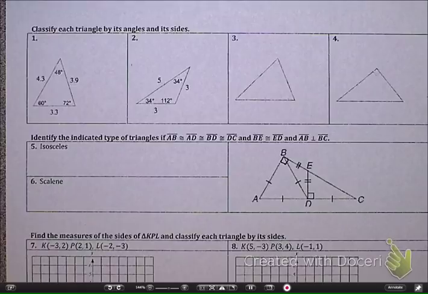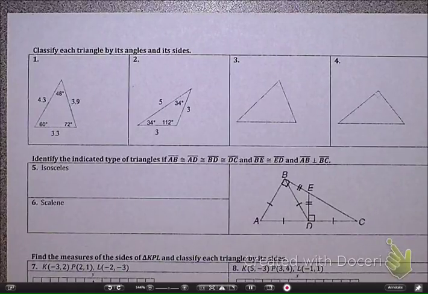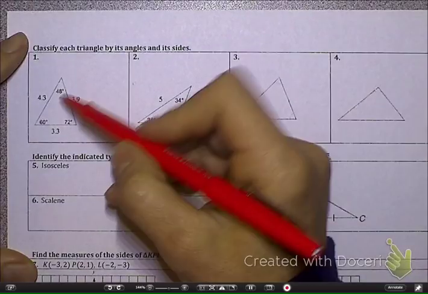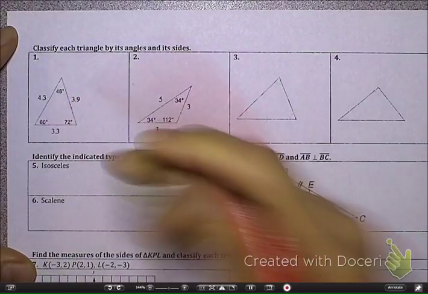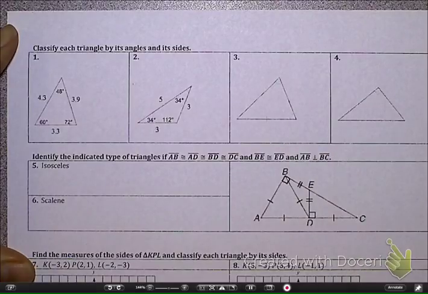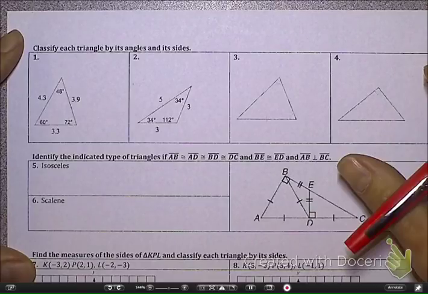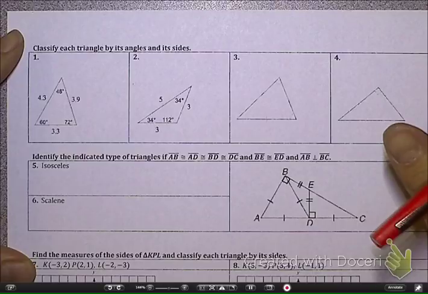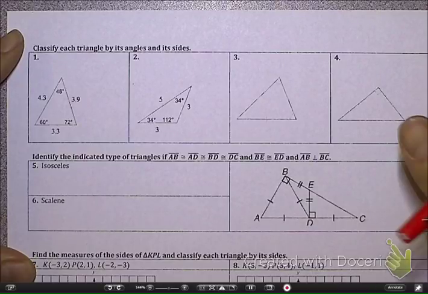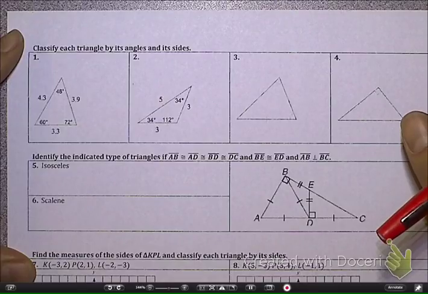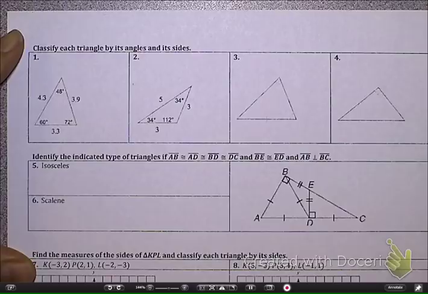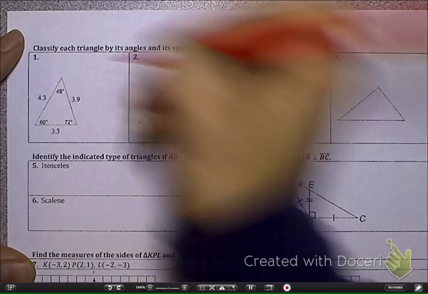Problem number 1 says classify each triangle by its angles and its sides. So you need to have 2 different answers here. One is classifying the triangle by its angles. So let's look at the angles. We have 60, 48, 72. Are any of those angles obtuse? I don't want you guys to get ahead of me, just answer my questions. Are any of those angles obtuse? No. Are any of them right? No. None of them are obtuse, none of them are right. All of them are acute.